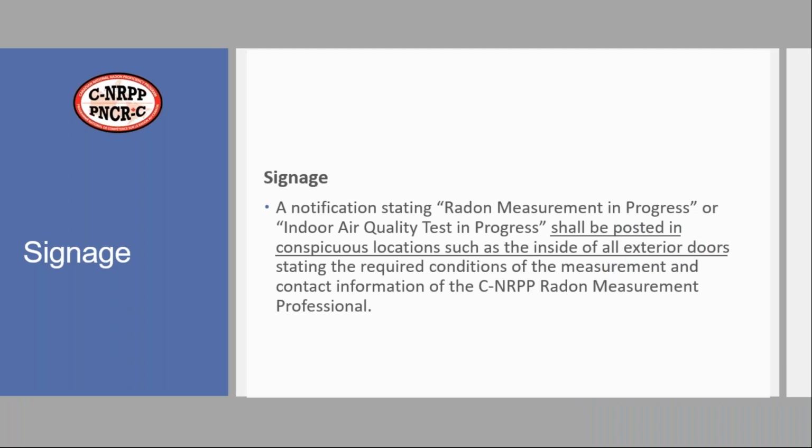A notification stating "radon measurement in process," or wording could also say "indoor air quality test in progress," shall be posted in conspicuous locations such as the inside of all exterior doors, stating the required conditions of the measurement and contact information of the C-NRPP radon measurement professional.